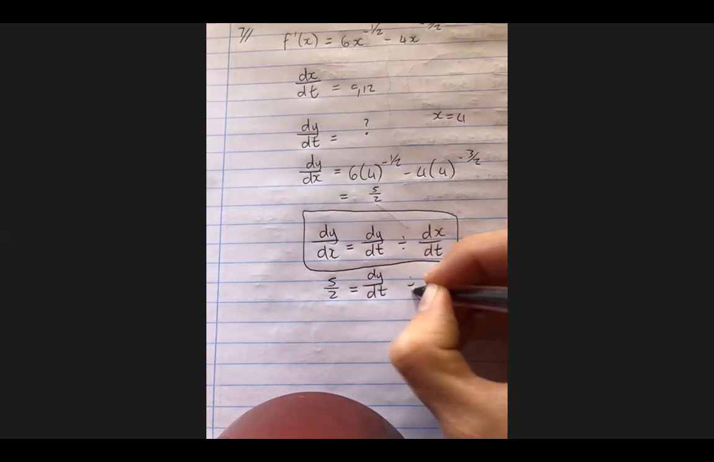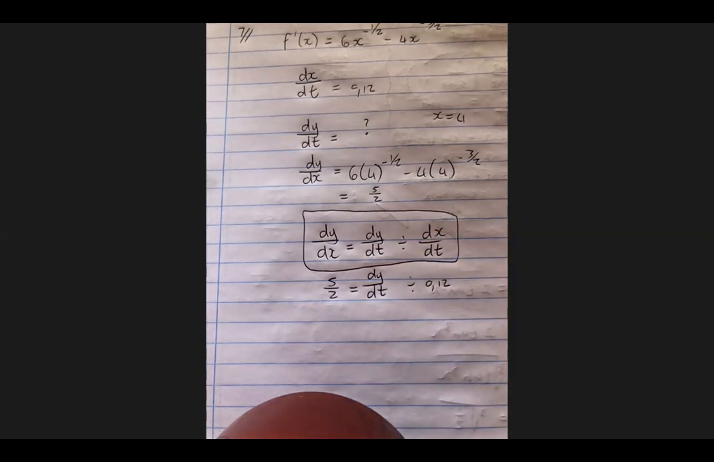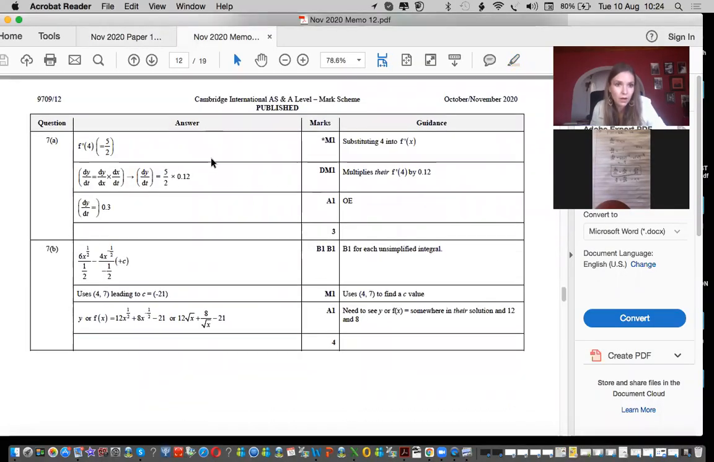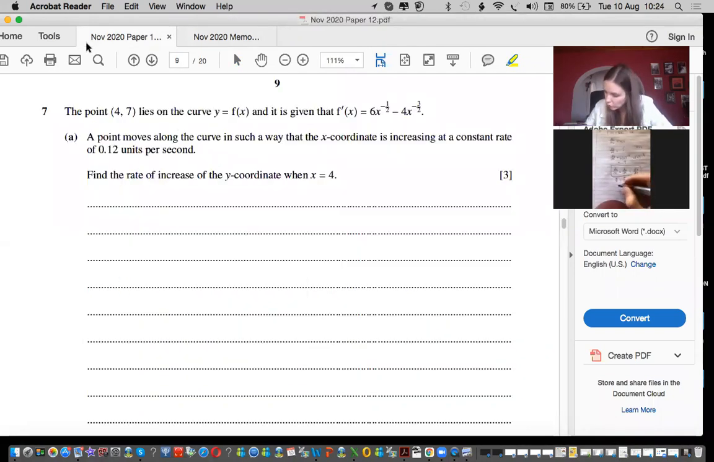And we were given dx/dt. Now it becomes super easy, because if you want dy/dt, you just take the answer that you just got times 0,12, because that will give you dy/dt on its own. I'm getting 3/10 from my calculator. So for dy over dt, you say 5/2 times 0,12, and then give it in fraction or decimal, I don't mind. 3/10, yes.